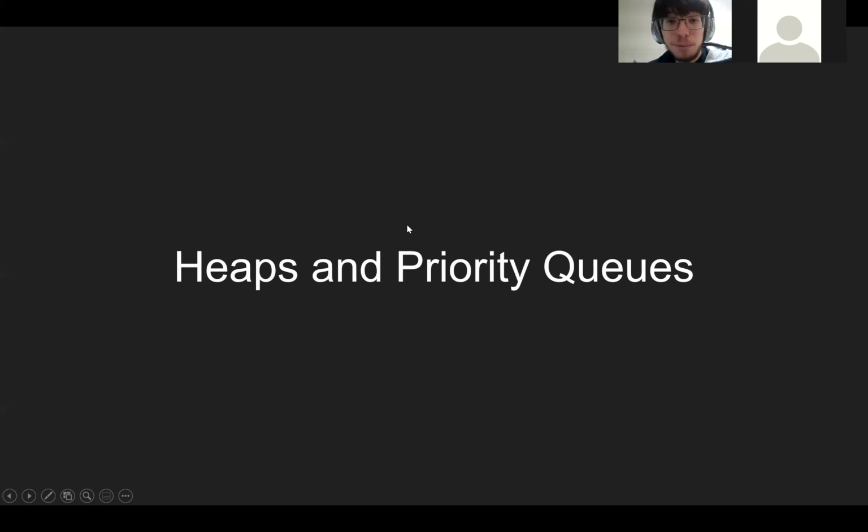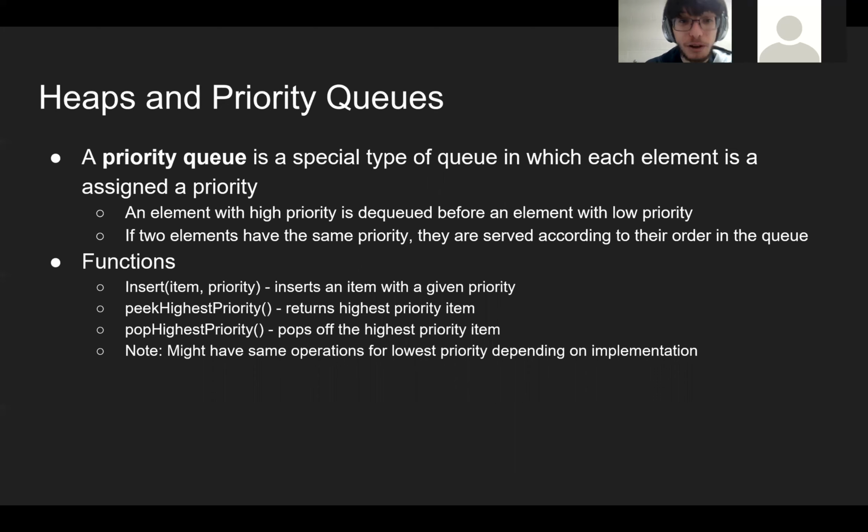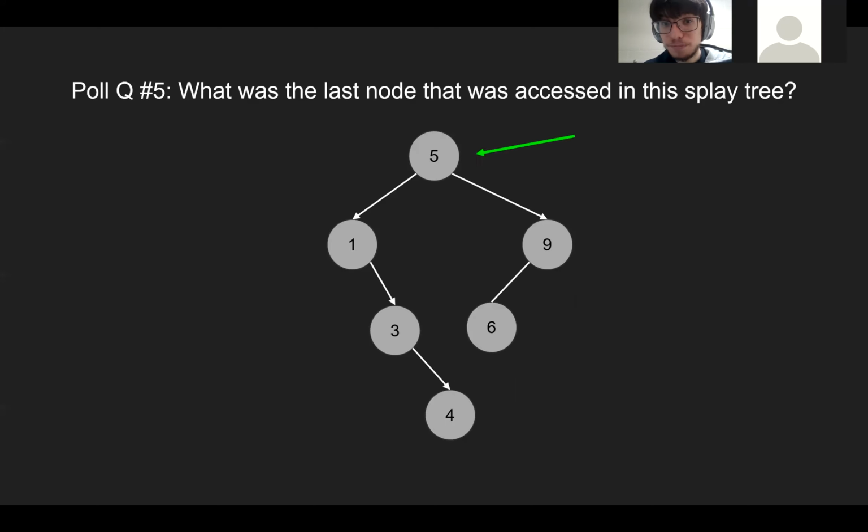Okay, now here's some priority queues. So heaps and priority queues, as we mentioned in the past. With the Splay tree, if I asked for the second most recent one, it could be either 1 or 9 equally. It can be 1 or 9.